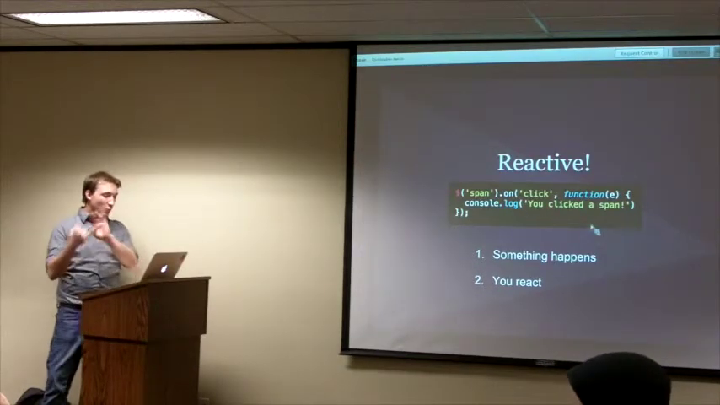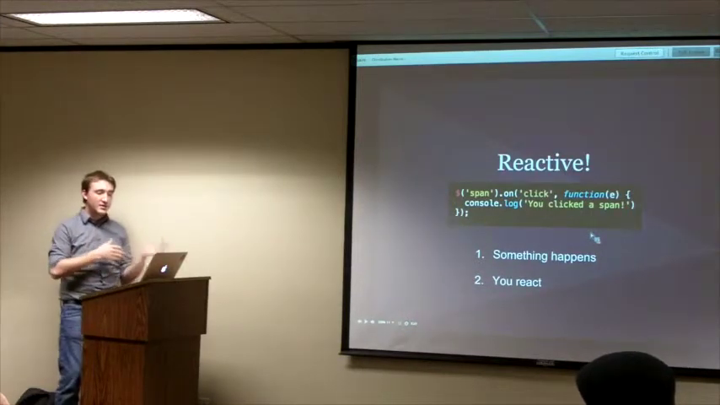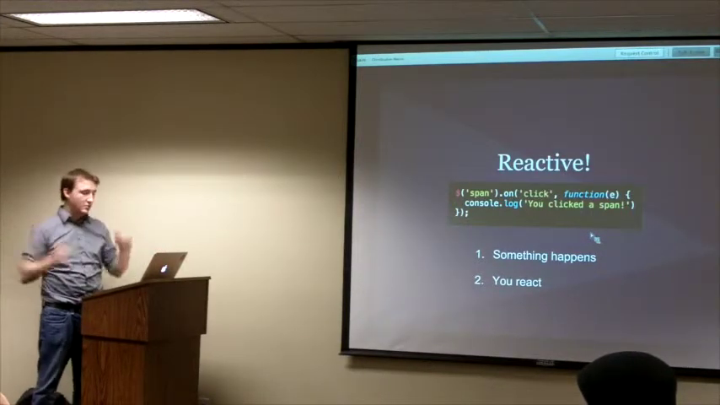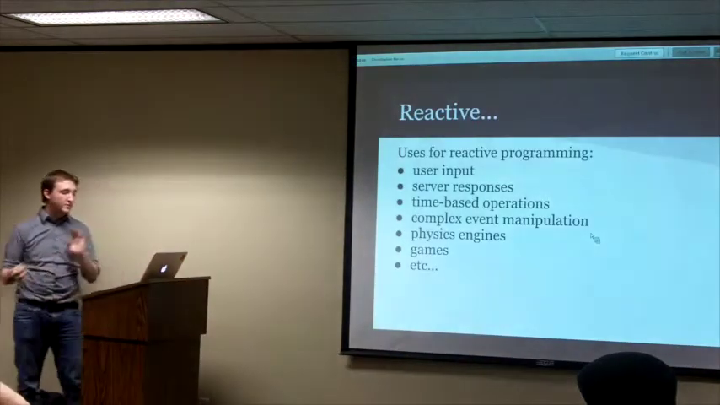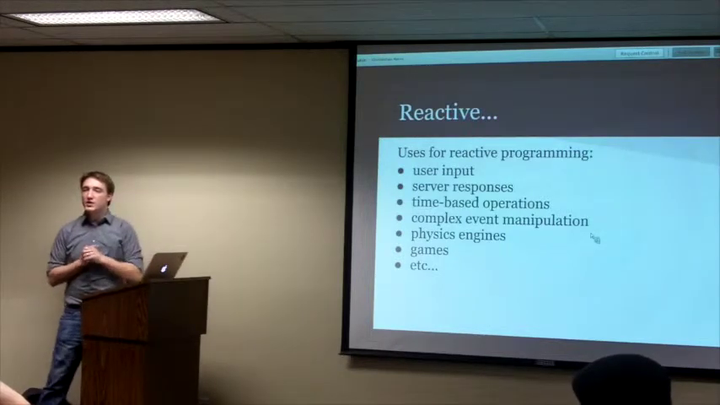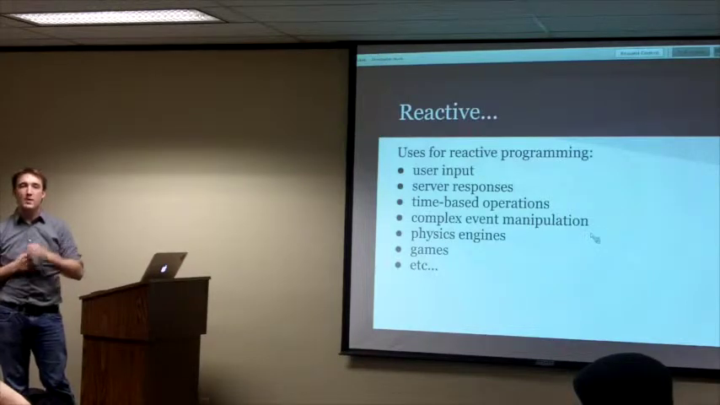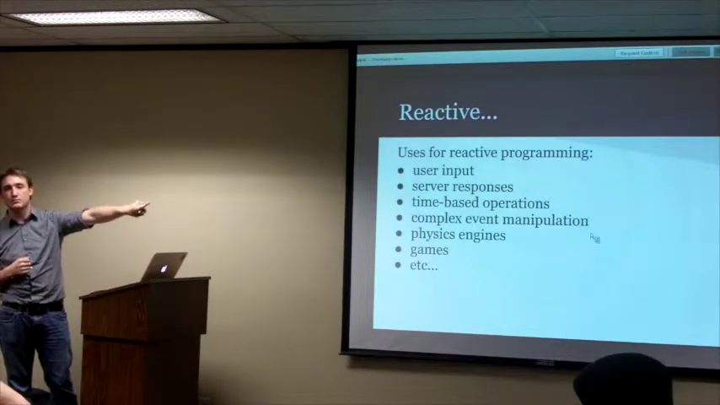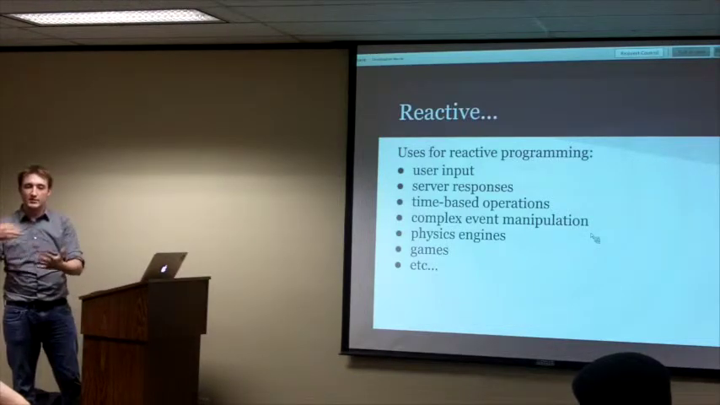So reactive: one, something happens. Two, you react to it. Click, and then we log to the console that you clicked. Uses for reactive programming include user input, server responses, and time-based operations. All of you can read that. But the key is, you don't know when it's going to happen. It's happening at some point in the future. So a click: you may be prepared to handle it, but it's not happening right now.